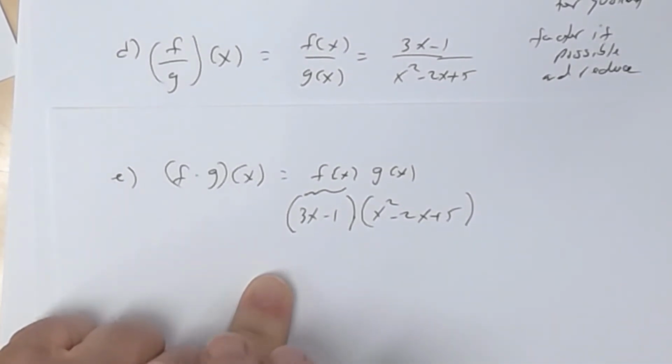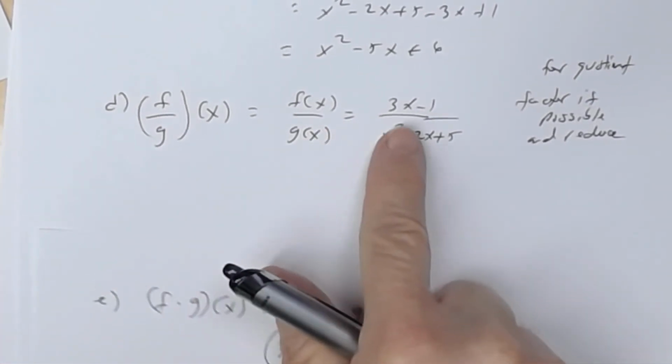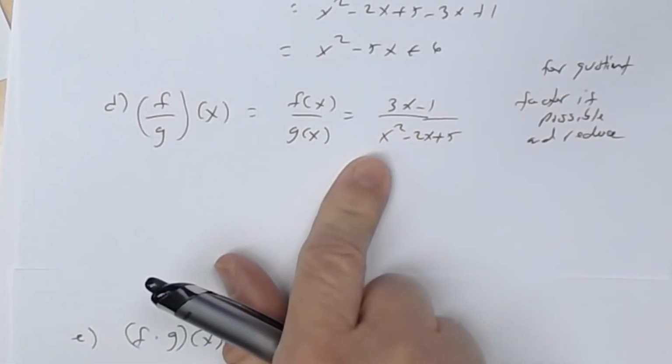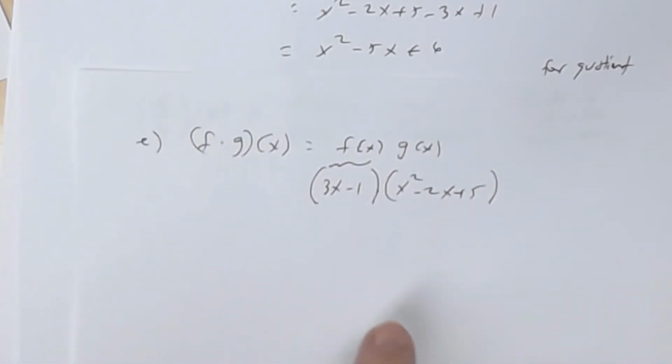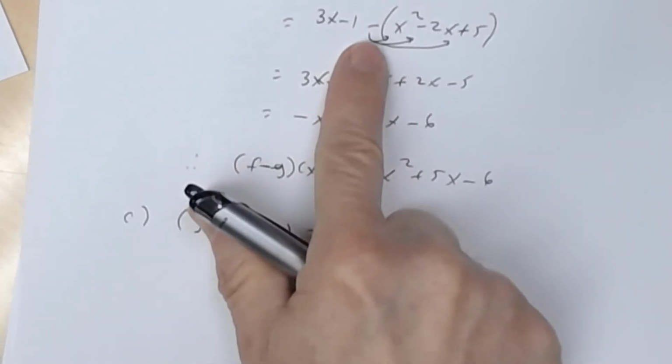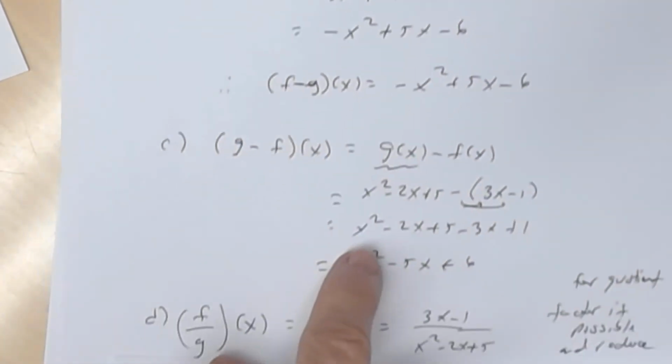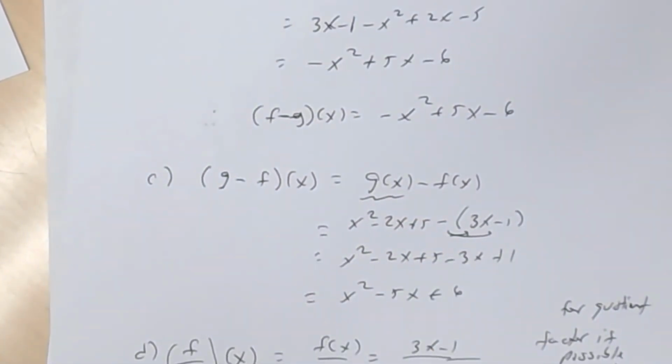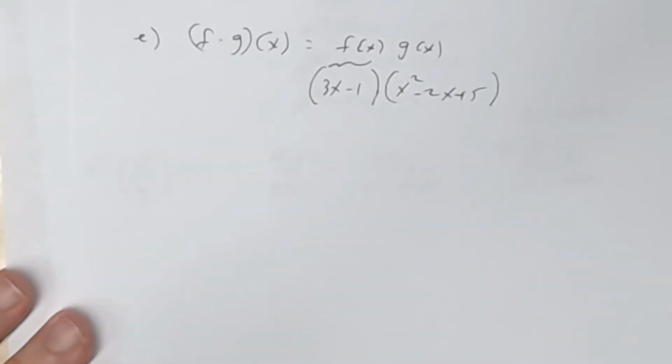Now, you do have to multiply this out. Yes, you do. Just like when you had the quotient one, you had to factor if possible and then reduce. So yes, you do have to get rid of the parentheses. All right? So here we go.